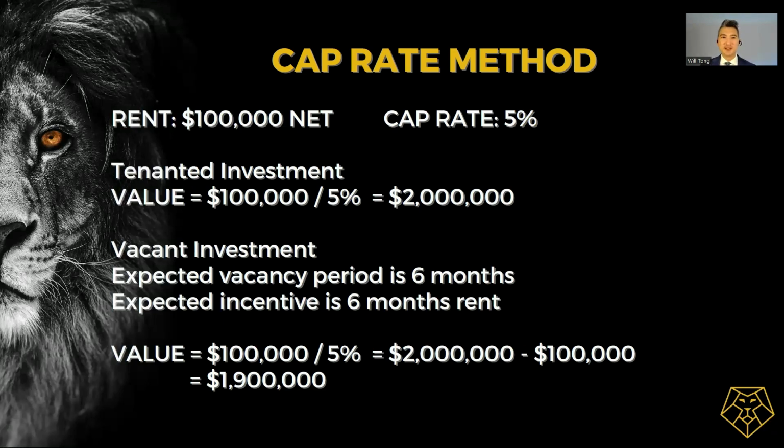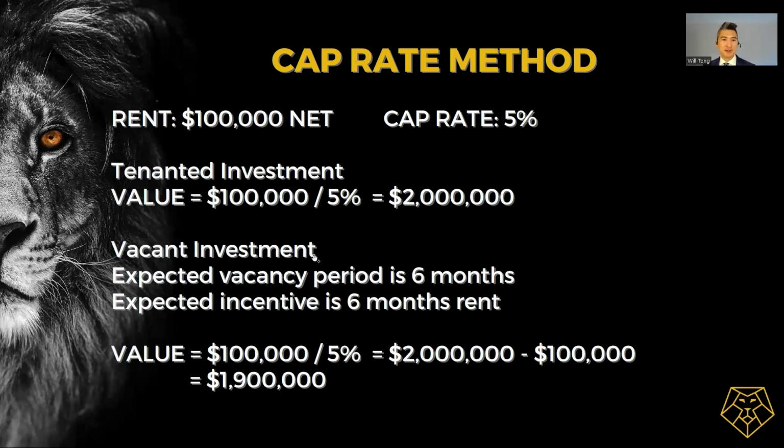So what if the property is vacant? How do you then work out the fair value of the property? Because you need to account for vacancy rates, incentives, and so on. A good way to look at it is to estimate the expected vacancy period. Let's say this property will likely be vacant for 6 months before you can secure a tenant, and the expected incentive to secure a tenant is 6 months. So your vacancy is 6 months and your expected incentive is 6 months. That's 12 months' worth of rent.